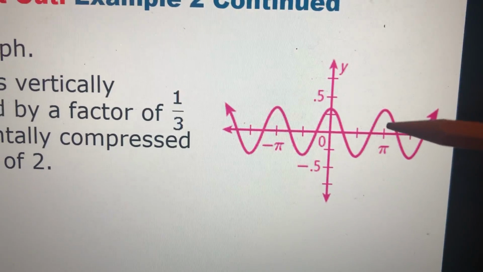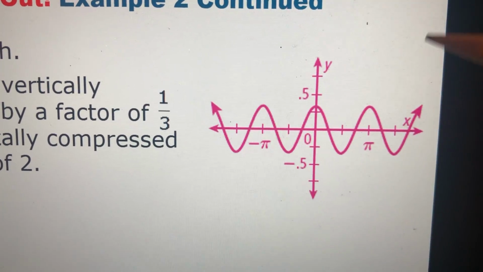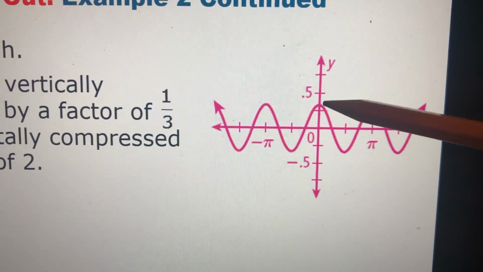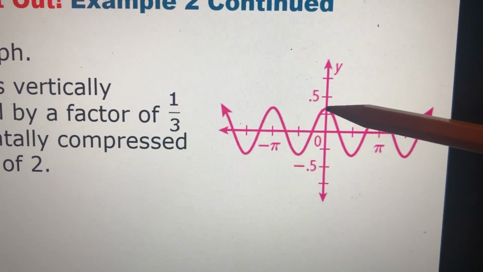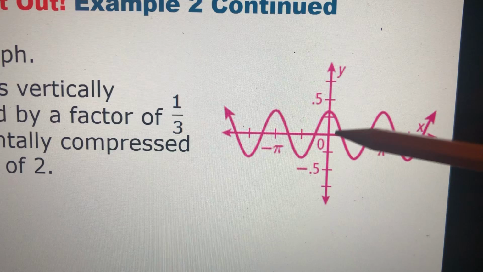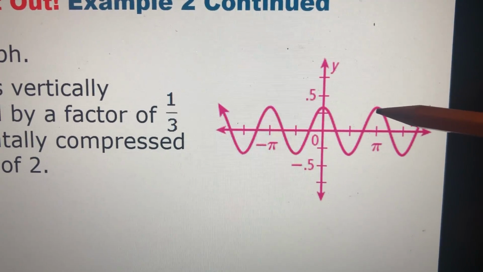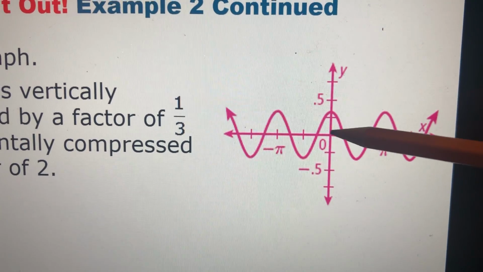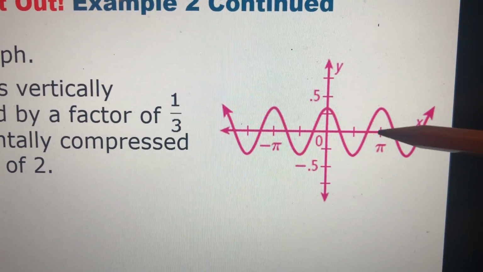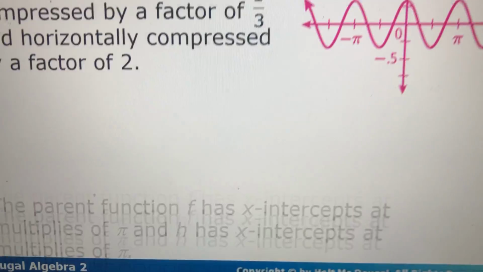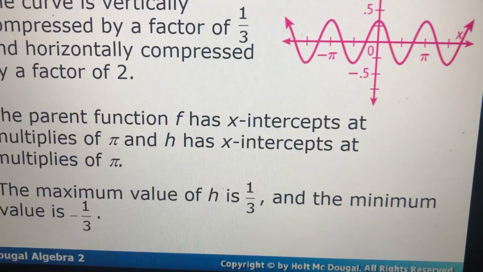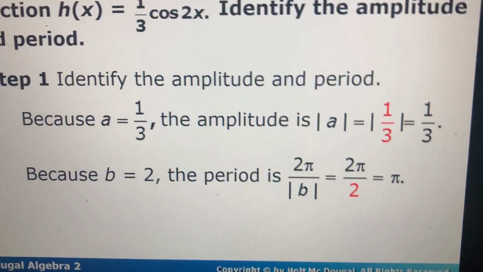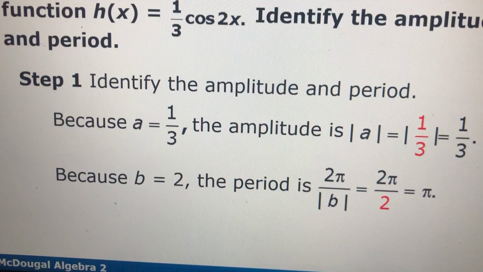And now my period was pi. So let's take one of these cycles here. So from here, we could go down, up. See how this distance here, I wish I could write on this, is from 0 to pi, right? Remember, our period was pi.